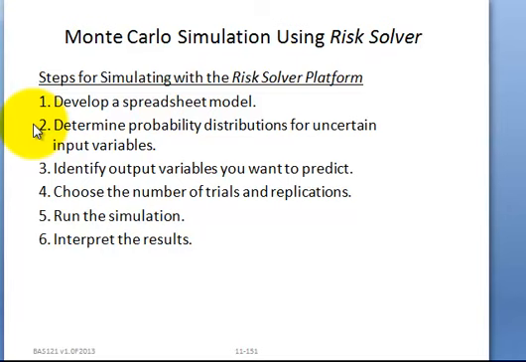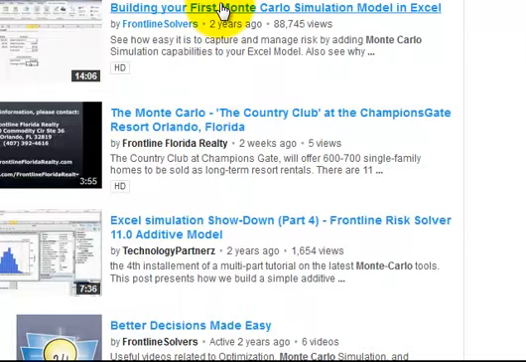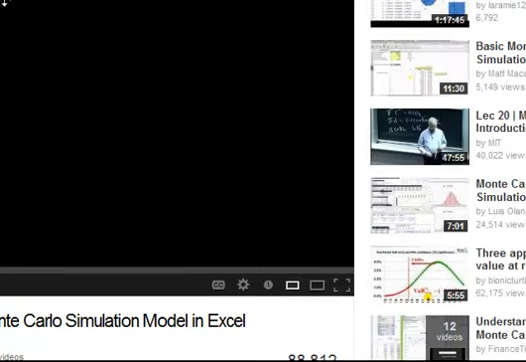I'm probably going to have to give it the mean or the standard deviation or the high and the low, some sort of variables for my simulation to run on. And then I have to identify the output variables that I want to predict. We'll choose a number of trials. We'll run the simulation, and then we'll interpret the results. So now I'm going to go right into an example that they call building your very first.